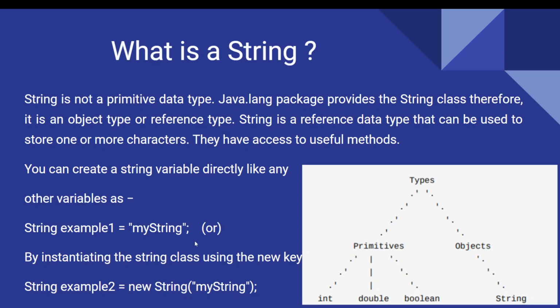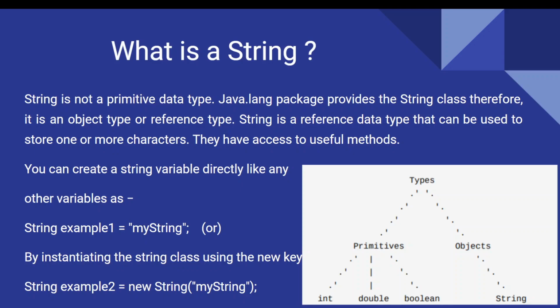String example1 equal to "my string". So here we also create a variable of a primitive data type the same way, but for a primitive data type, if you notice, it starts with lowercase, like int, whereas since String is a class, it starts with an uppercase. The other way to create a string variable is by instantiating the String class using the new operator. So String example2 equal to new String("my string"). This is how to instantiate an object of a class, we will go over that when we learn about classes.